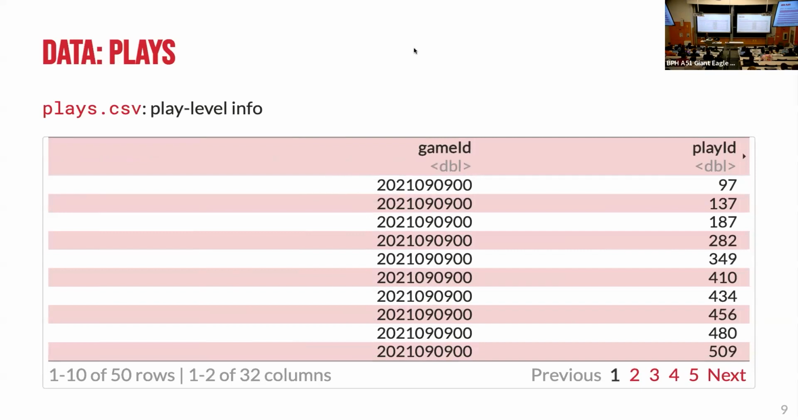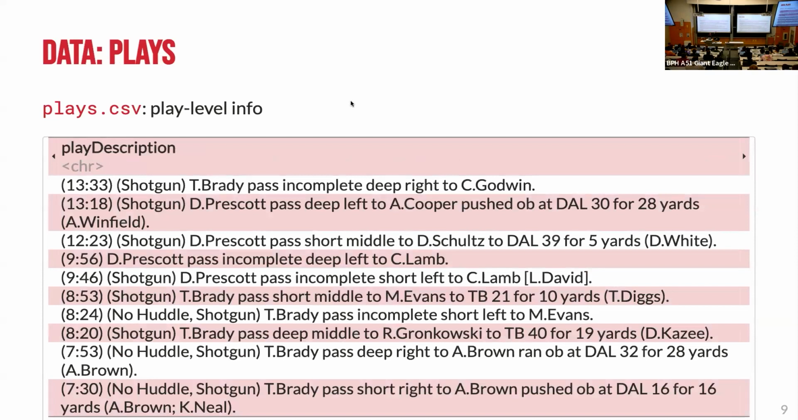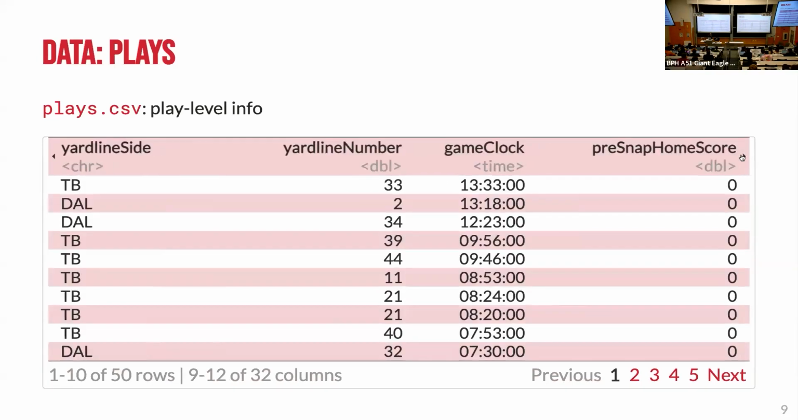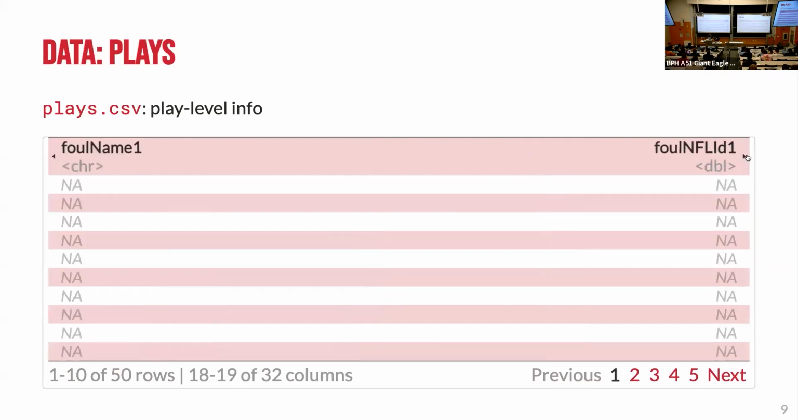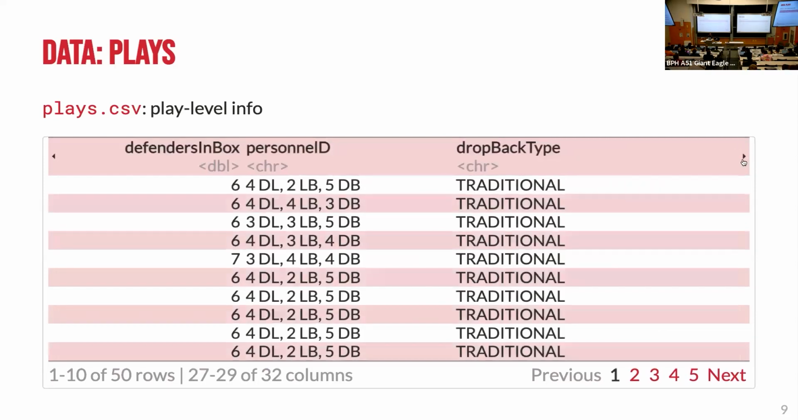Next, we have the play level information. First we have, again, an identifier for the game, which we can match with the game table, and also a play ID within each game. And then a description, which is what you typically see in the play-by-play if you go to a football website. And then these are the context of the play: the quarter, the down, yards to go, team with the ball, the opposing team on defense, game clock, pre-snap home score, etc. There is plenty more information about the play, like who got the foul, what the personnel is, what the formation is, etc.